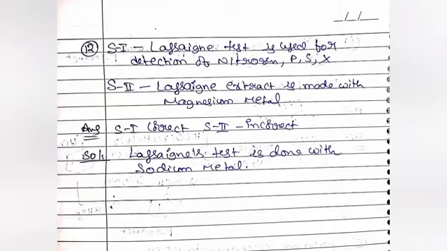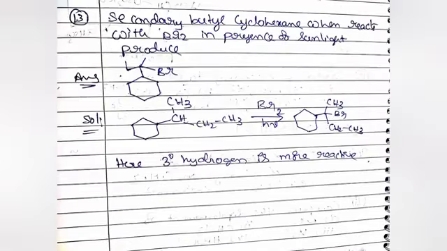Next one, statement type question. Lassaigne test is used for the detection of nitrogen, phosphorus, sulfur and halogens. Statement 2, Lassaigne extract is made with the magnesium metal. Here the statement 1 is correct, but Lassaigne extract is made with the sodium metal but not with magnesium metal. So answer is C.